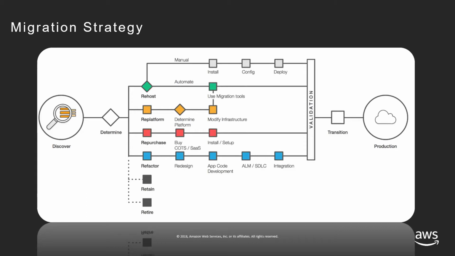And then lastly is refactor, which is the most involved. However, you'll probably see the best bang for your buck because you're basically redesigning your application, recoding it to take advantage of all AWS services. So you're not having to run all your applications. You can choose to move some of your functions into Lambda, or move your SQL Server into RDS, and so forth. All right, and then lastly, retain and retire.